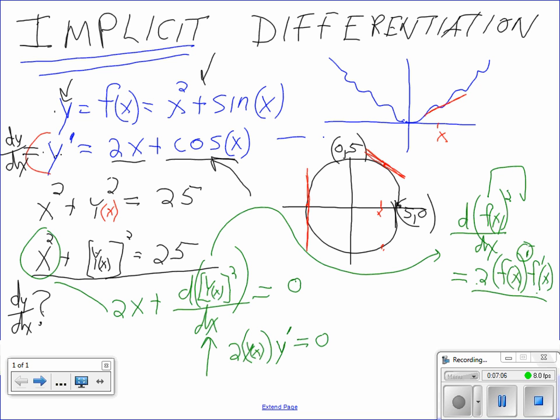Okay, well, let's put this all together, and we get what? We get 2x, bringing that down, simplifying this, plus 2. I'm going to get rid of the y of x. I'm just going to say y. Now, remember, y is implied to be a function of x, times y primed equals 0.